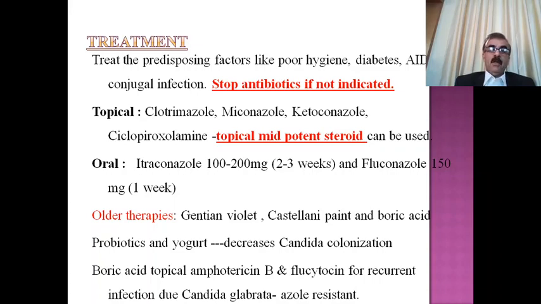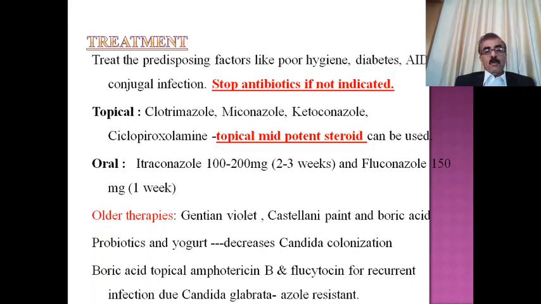And sometimes, especially in oral angular cheilitis, when the condition is severely painful and the patient is unable to open the mouth, we can add a mid-potent topical steroid so that the anti-inflammatory effect is there, the resolution of the lesion is fast, and the patient becomes asymptomatic quickly. So sometimes topical steroids can also be added to antifungal preparations.